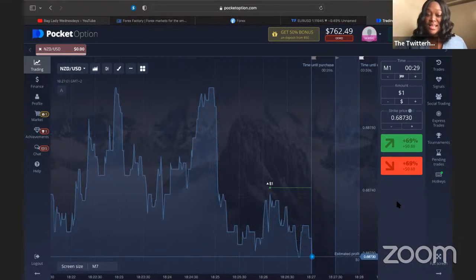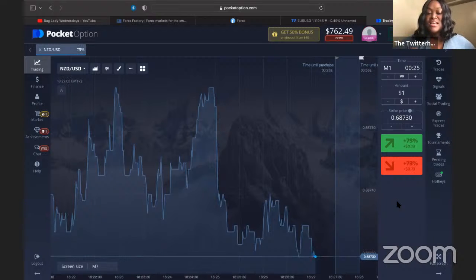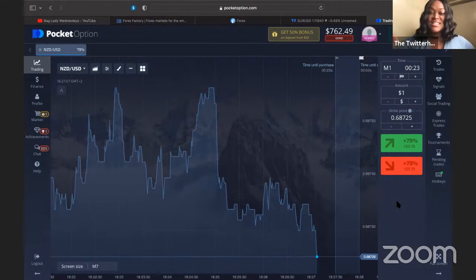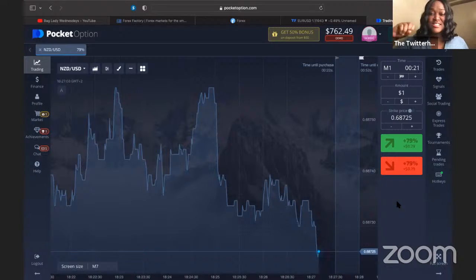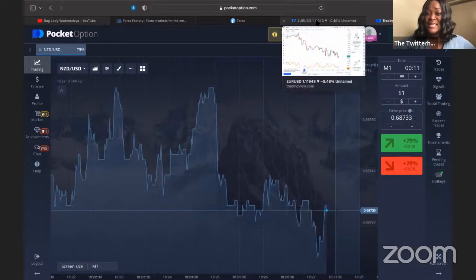Okay, so it did not happen. And I'm glad that things panned out this way because that shows you that this is not Vegas. This is not a guessing game. We need to do analysis. So now let's go over to TradingView and do that analysis.